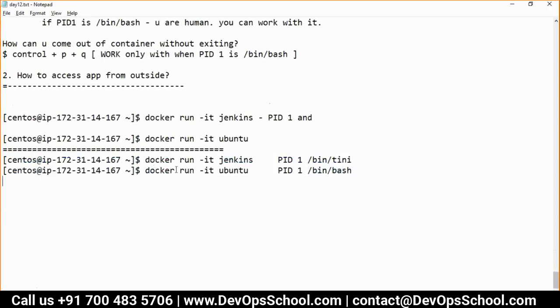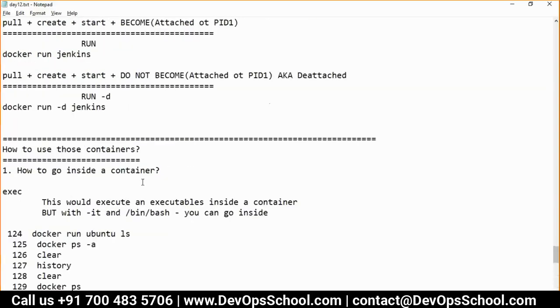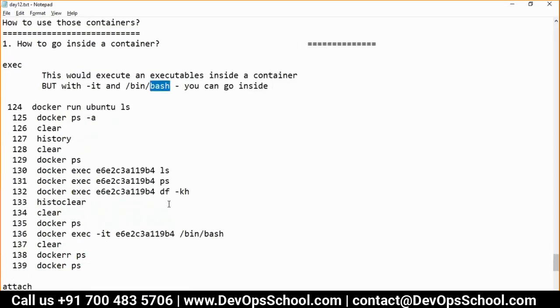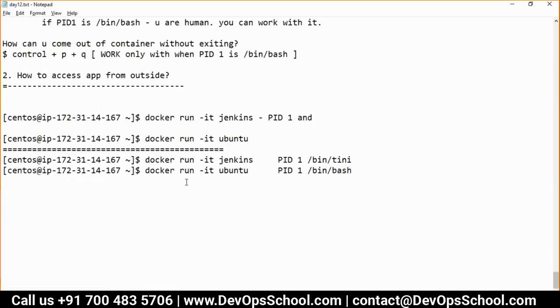See here. When you do the run with /bin/bash, then you will interact. Because I said very clearly, with -it and /bin/bash, you can go inside because you are a human being. I am a human being, you are a human being, we can only work with a shell: bin sh, bash, sh, Korn shell. We cannot interact without a shell. So that's what I'm saying. When you do the run, and when you have a PID 1 /bin/bash, you can interact. But when you do the run -it, this -it is not understood by busybox. So you will become busybox actually. Are you getting my point?